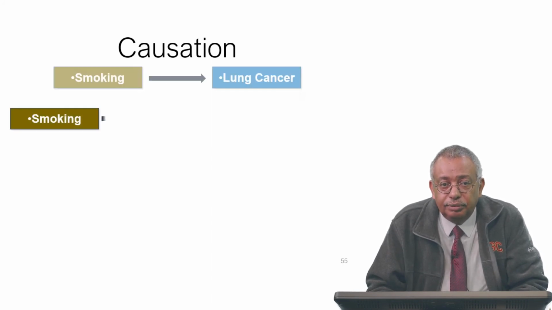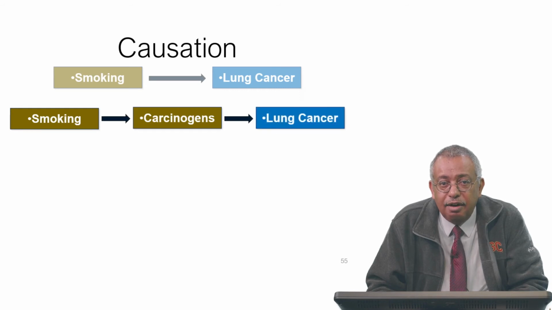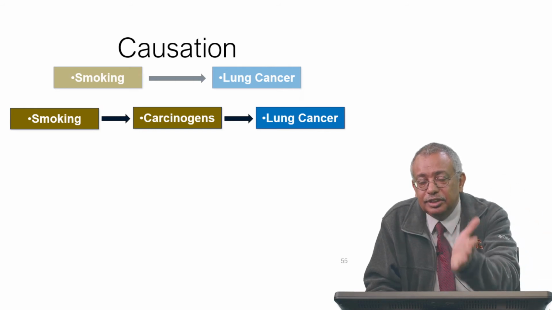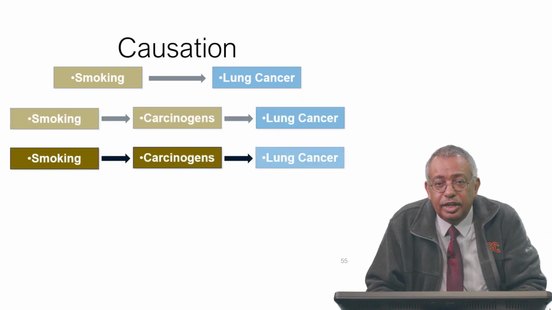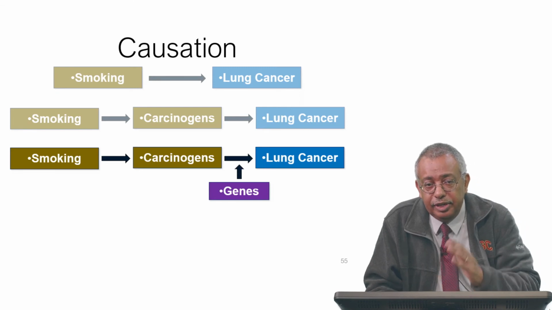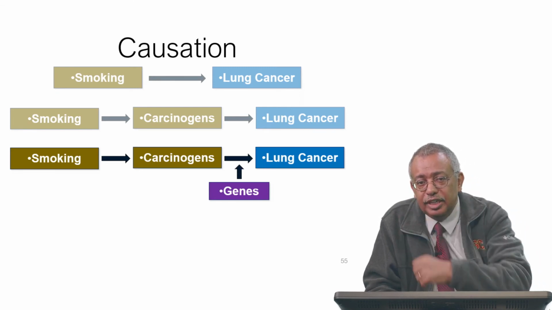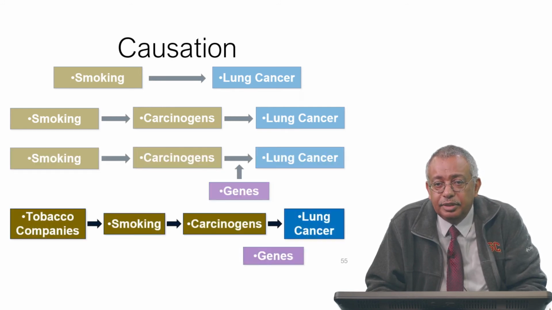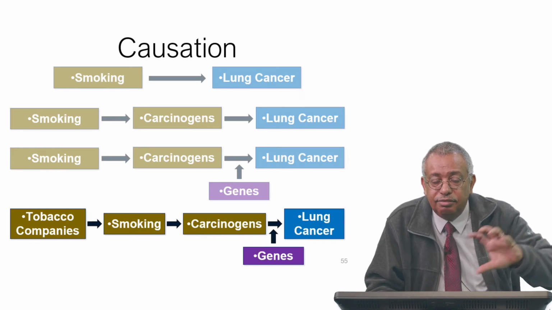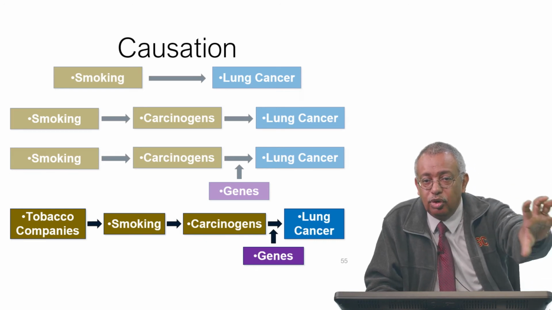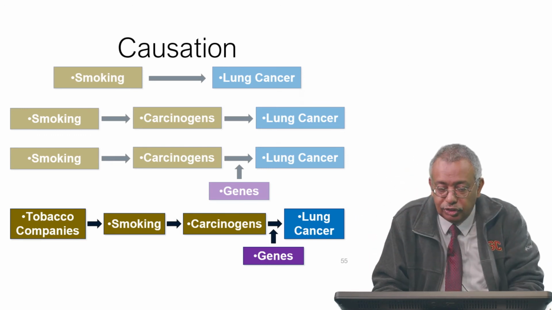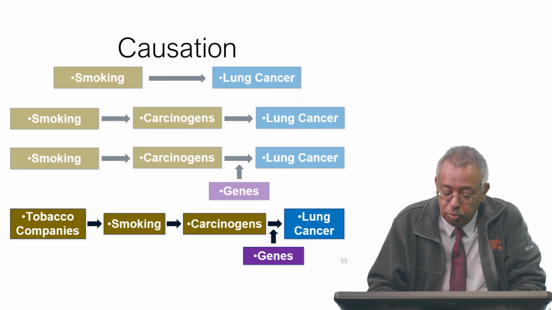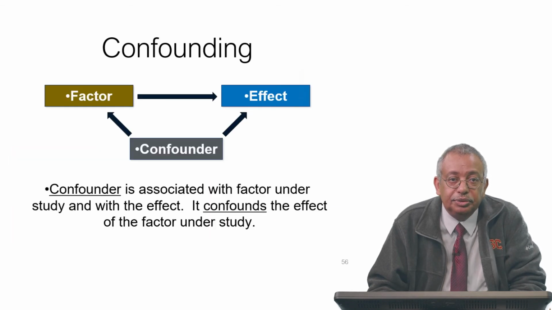So causation, okay? You can have smoking leading to lung cancer, or smoking leading to some carcinogens and then lung cancer. And then you could have the relationship between smoking and lung cancer, which passes through the carcinogens being modified by genes. And then you can have something a little bit more complicated as well, where you have the tobacco companies, smoking, carcinogens, lung cancer, and then of course different people with different genetic makeups are having different reactions to the smoking and lung cancer association.